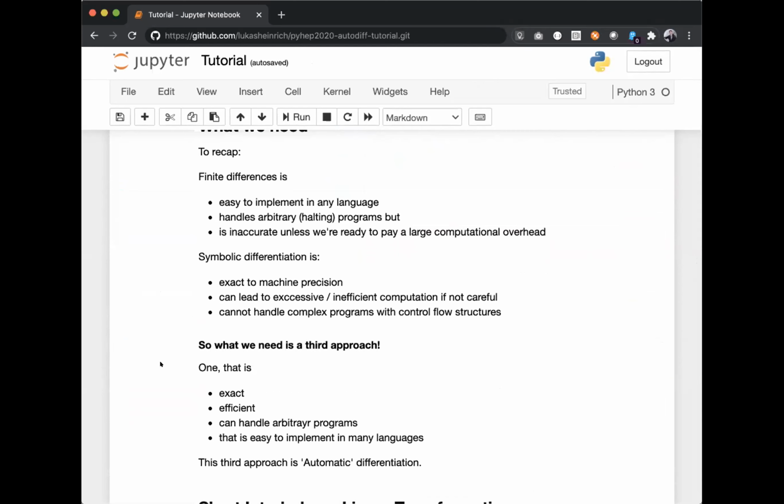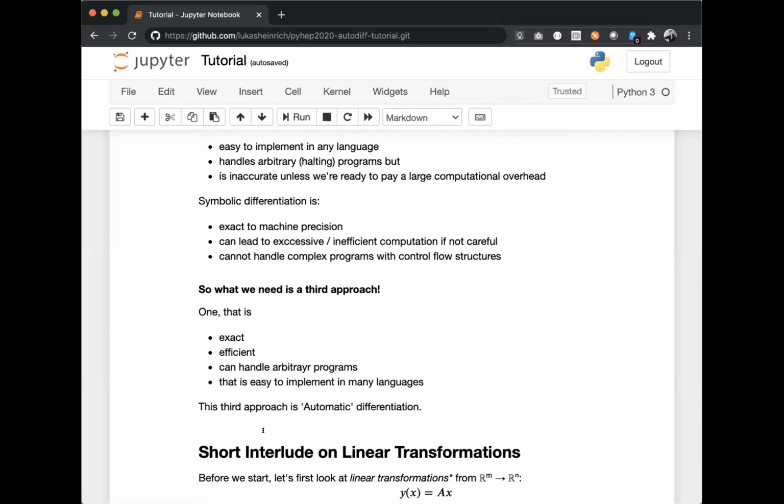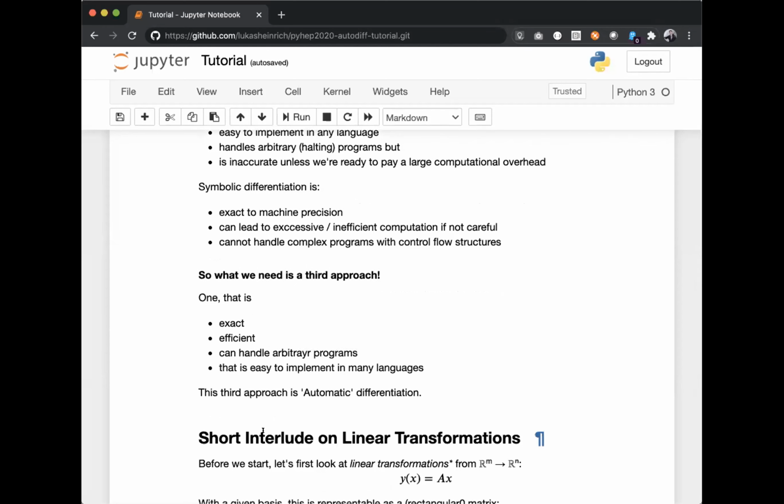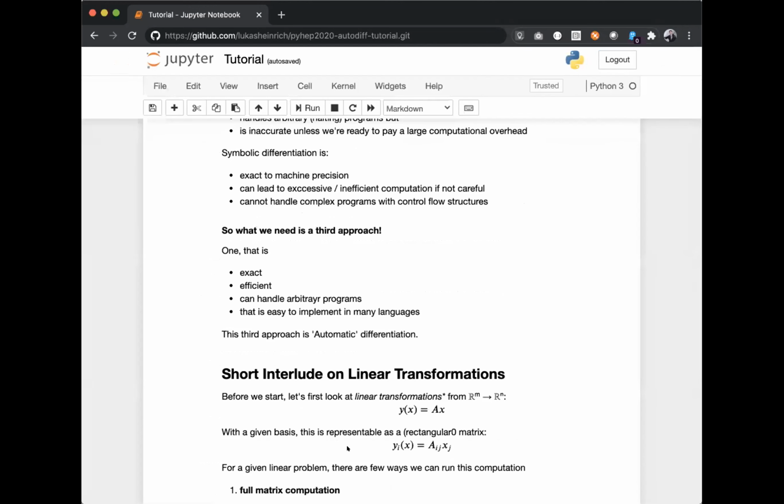So what we would really want is to have a third approach, which is one that is exact, efficient, can handle arbitrary programs, and is easy to implement in many languages. And this third approach is automatic differentiation. So before I talk about automatic differentiation, I want to make a short detour into linear transformations, because in the end, that's what derivatives are.